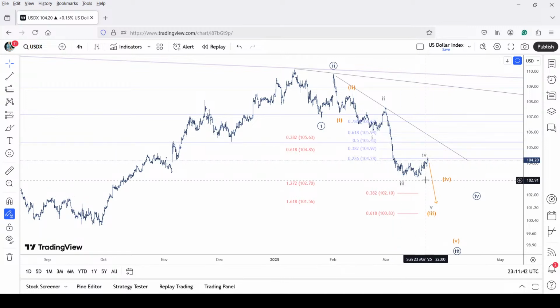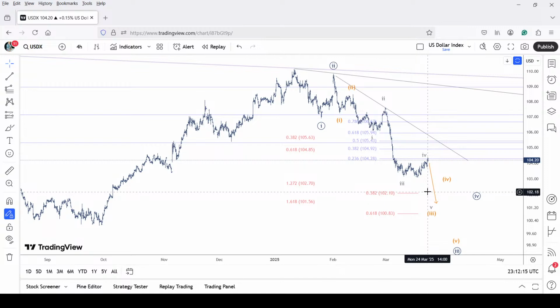You see that corrective waves are always tricky to handle. I mean, look at the time that it has taken, almost from 7th of March. It's been a sideways activity, and we are almost at 25th of March now. So it's been 18 calendar days where we have seen sideways action, and that is how price action would behave normally in a corrective wave. It would test our patience and everything as a trader.